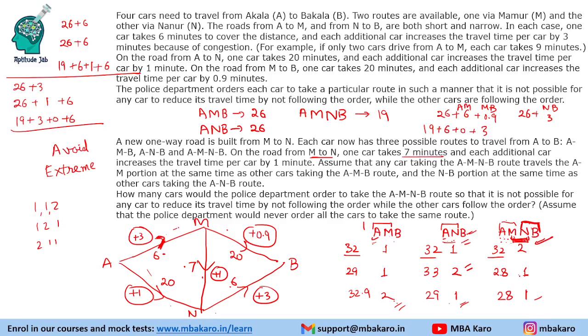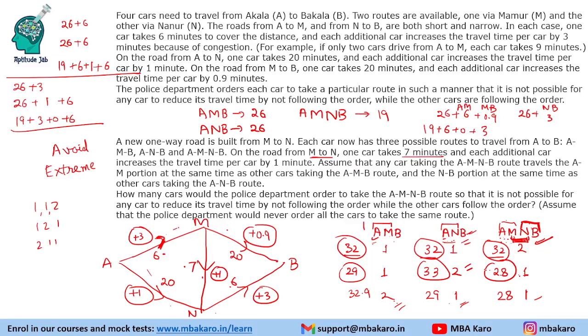Now it is saying that how many cars should be in A, M and B. Now let's take this scenario. That is, the all cars are taking 32, 32, 32 minutes. And if one car does not follow the order, two of the cars will save the time, but one car will lose on the time. Okay, so obviously they will follow the order. If 29, 33 and 28, so obviously two cars will try to, like, they are taking 29, 33 and 28 minutes, so the cars will try to break the order.